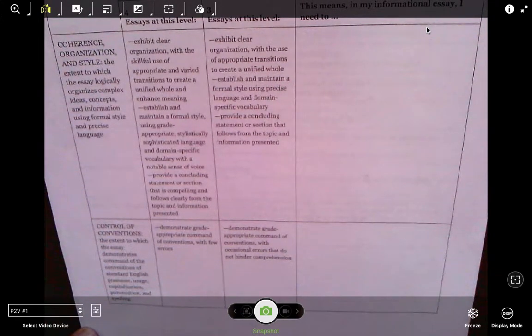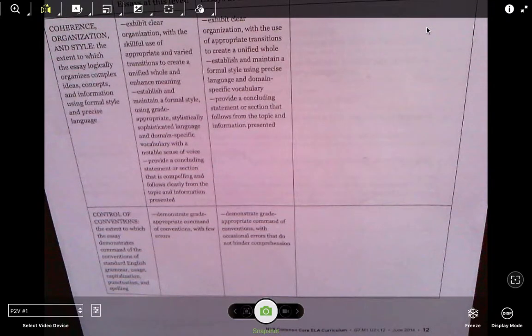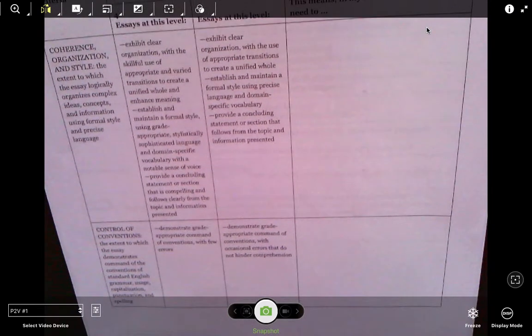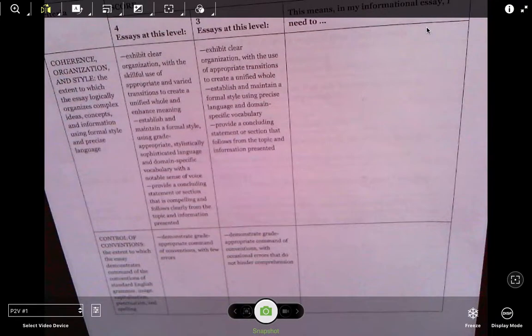All right, so yesterday we looked at control of conventions, which again is grammar, punctuation, spelling. So we're definitely going to continue practicing those skills. We pretty much practice them every day with everyday editing, but we can narrow down our focus and focus specifically on certain things like commas and conjunctions and combining sentences, so on and so forth.